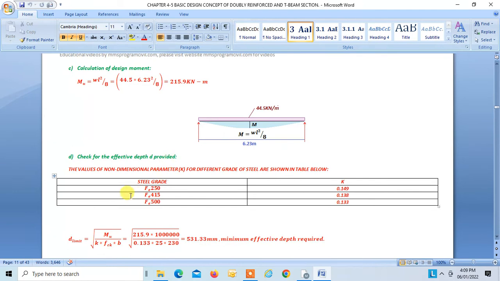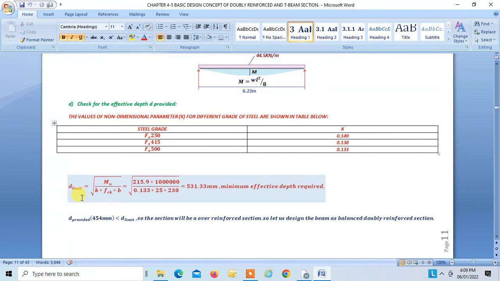So now we have to check for the depth, okay? The minimum depth to be provided to the beam is D limit, and that can be calculated by this formula. This is your design moment. Factor K depends upon the grade of steel. We are having Fe 500, so K is 0.133. So D limit is found to be 531.33, but we have provided 454, which is less than D limit. So the section is over reinforced.